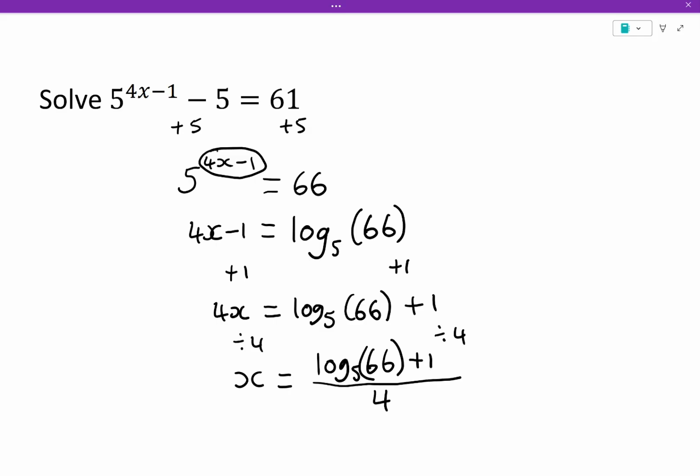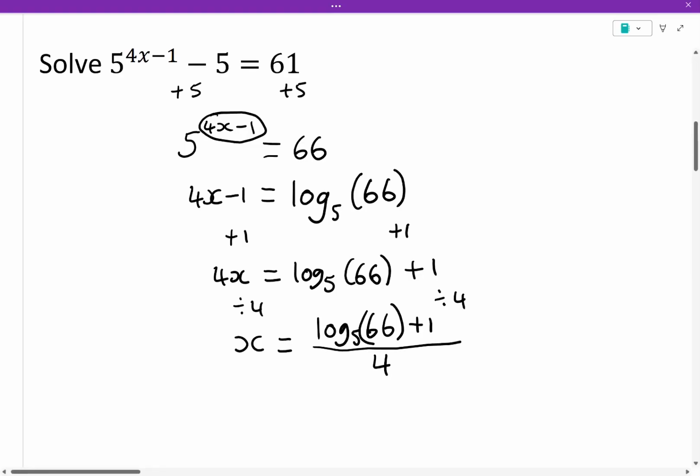If the question asks for your answer as an exact value, then we are done. Just leave it there. However, if you put it into the calculator, then usually, unless requested otherwise, 3 significant figures is good to do for smaller values that you get. So I get 0.901 to 3 significant figures. Let's have a look at our next scenario.